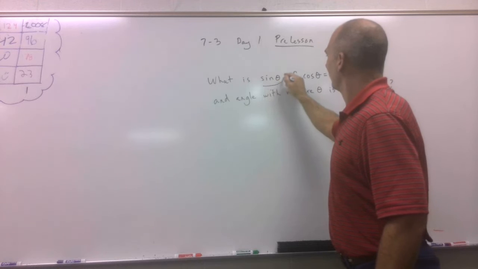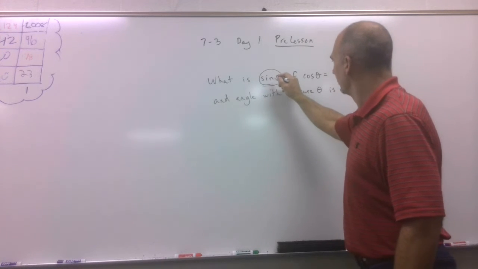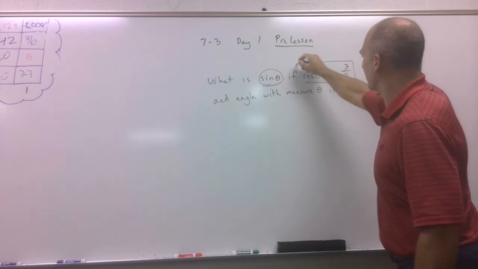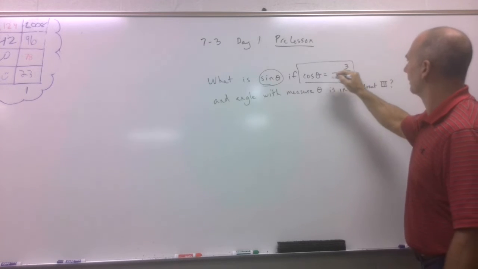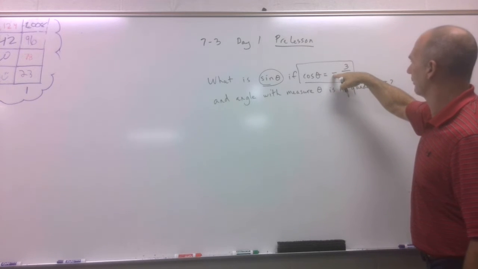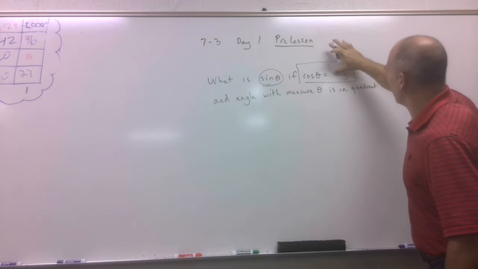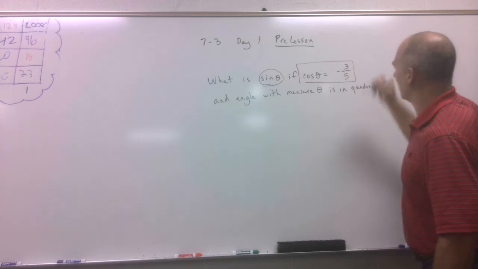So it says, what is sine? So that's what we're trying to find. And then they give you this little golden nugget. If cosine, look at that negative, I put it there on purpose, is -3/5. Now they might have put it like smaller right in front.